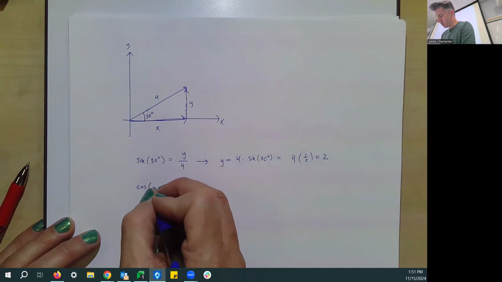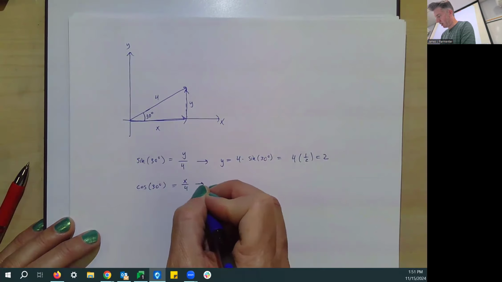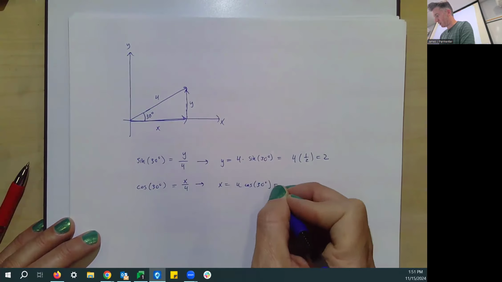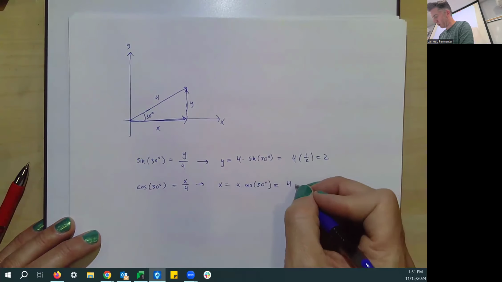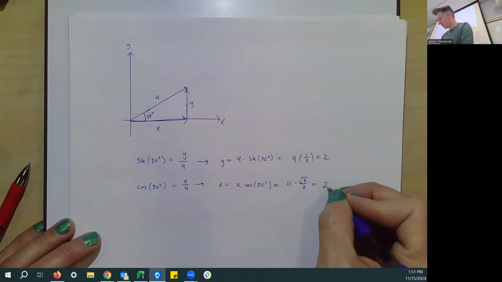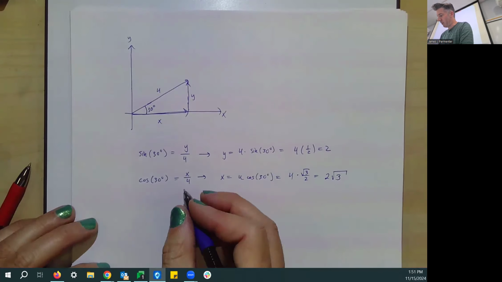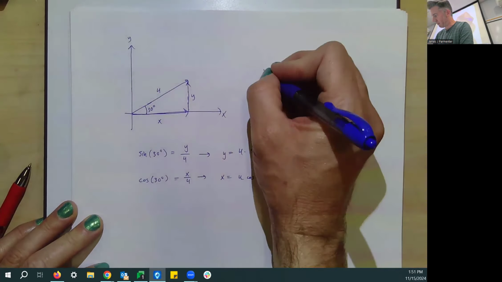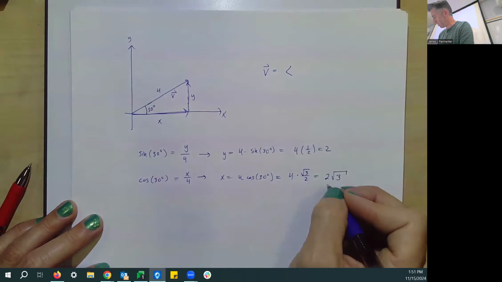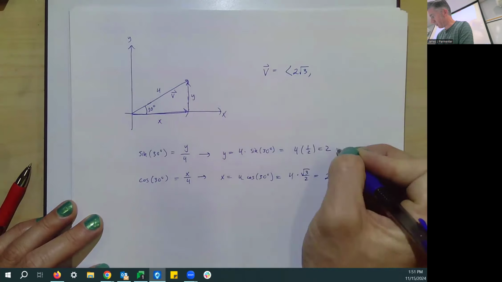Similarly, cosine of 30 degrees should equal the adjacent divided by the hypotenuse, which is going to give me that x is equal to 4 times cosine of 30 degrees. And if we know that sine of 30 degrees is 1/2, we know that cosine of 30 degrees has to be the square root of 3/2, because those two numbers always go together when you're talking about trig functions of angles. So we end up getting 2√3. So our vector, which I didn't give a name to, let's call it v. Our vector v is equal to the vector with components: this is the x component, and that's the y component.